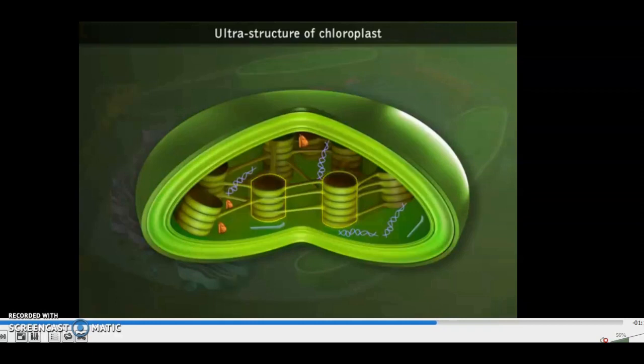The chloroplast genome is very important because it encodes approximately 30 proteins that are involved in photosynthesis, including components of photosystem 1 and 2, the cytochrome b6f complex and ATP synthase. In addition, one of the subunits of ribulose bisphosphate carboxylase, that is Rubisco, is also encoded by chloroplast DNA.